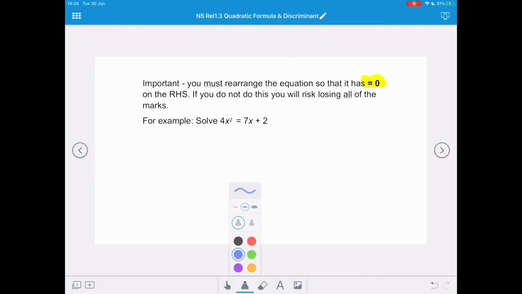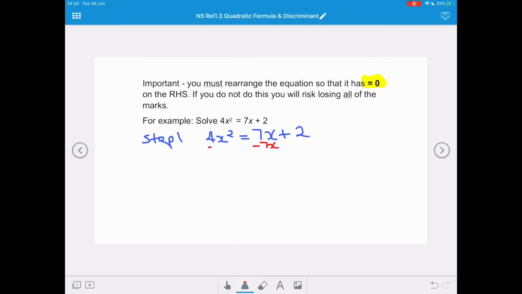So for example, if you were asked to solve 4x squared equals 7x plus 2, step 1 of that calculation would need to be taking that 4x squared equals 7x plus 2 and moving everything to the left hand side. So you need to take away the 7x from both sides, and you need to take away the 2 from both sides, and you'd end up with 4x squared minus 7x minus 2 equals 0 for substituting into your quadratic formula.